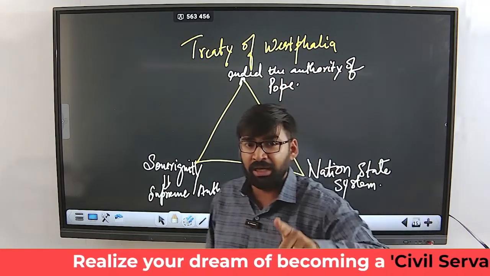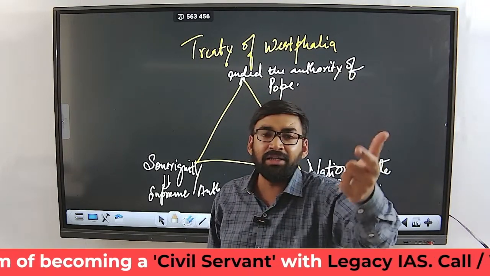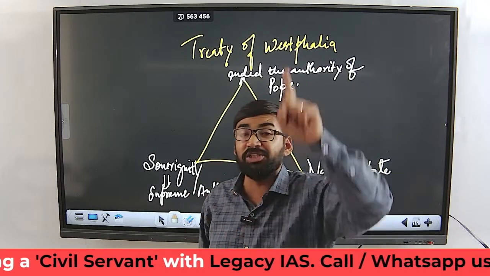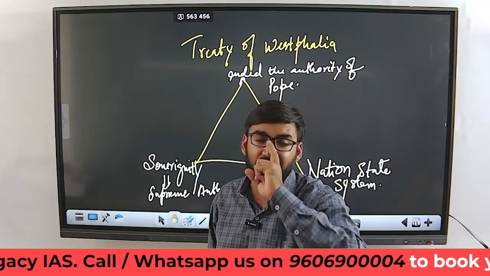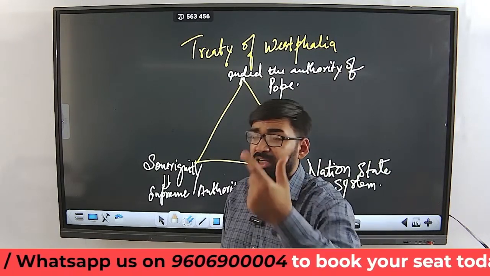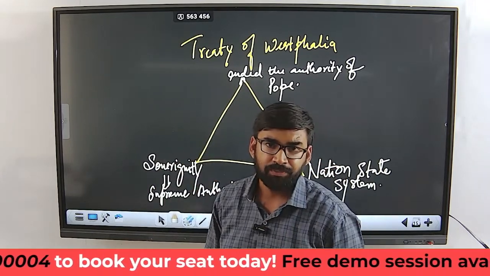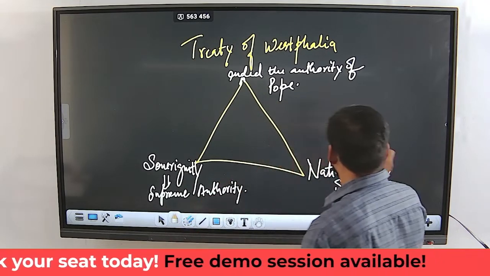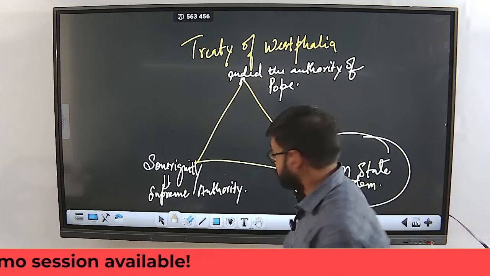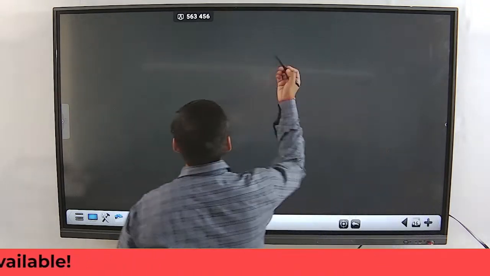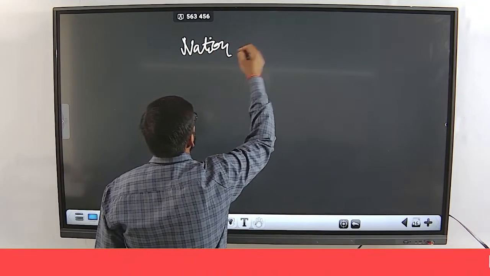For example, in India, the supreme authority is the Constitution of India. In Britain, the supreme authority is Parliament. That means in each and every nation, there is only one supreme authority. If there is any nation where there are two supreme authorities, then it will result in conflicts and wars. Getting my point? So this is how the concept of the nation state system came. So how are nations defined?